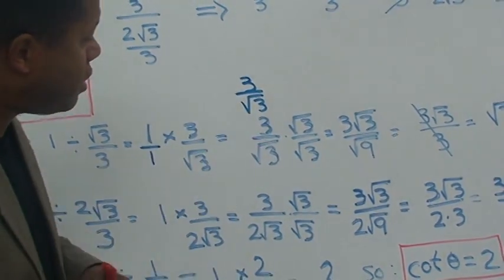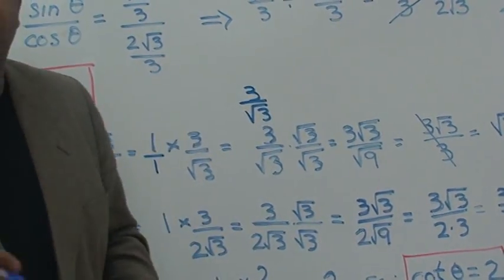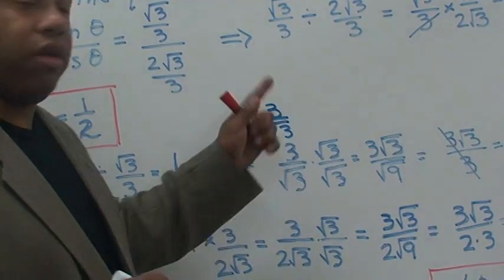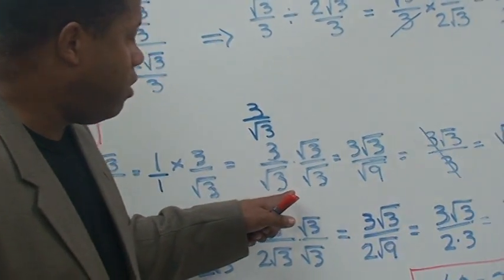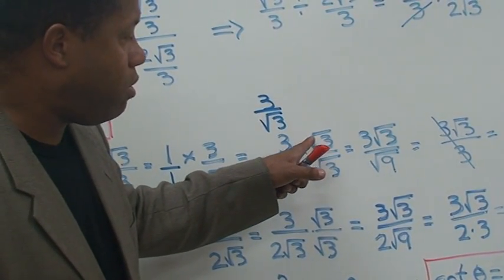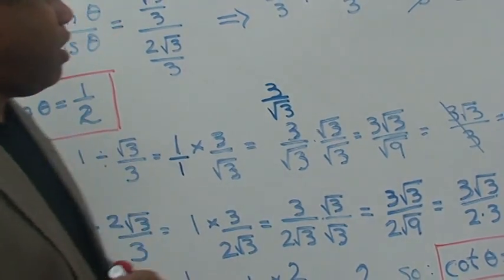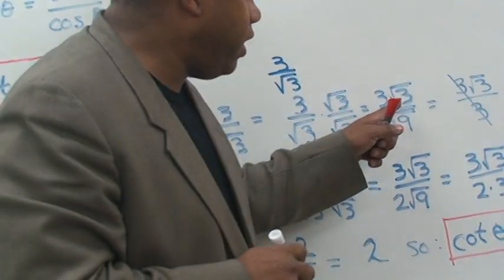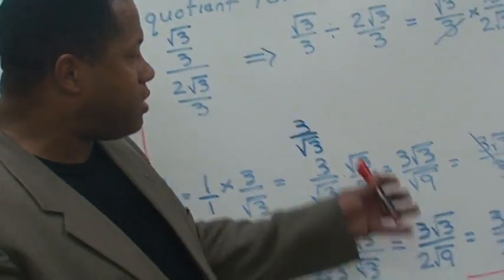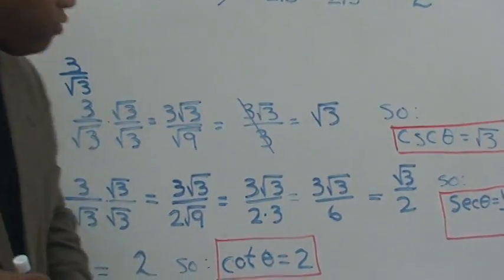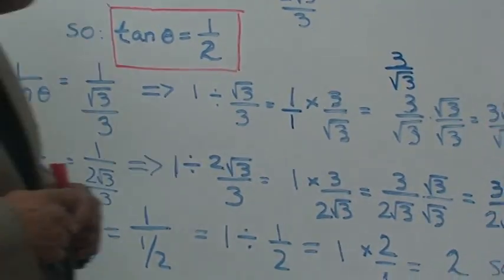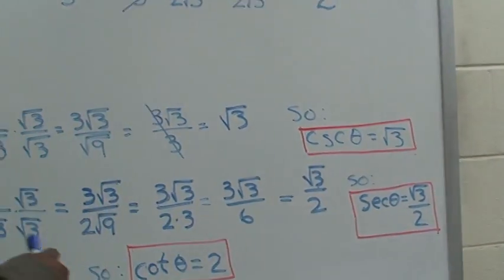When you rationalize the denominator, you get rid of the radical that's in the denominator. So you multiply the square root of 3 by itself, and also multiply the numerator. There you have 3 times the square root of 3 divided by the square root of 9. And that simplifies to be what? The square root of 3. So the cosecant value for this problem is going to be the square root of 3.